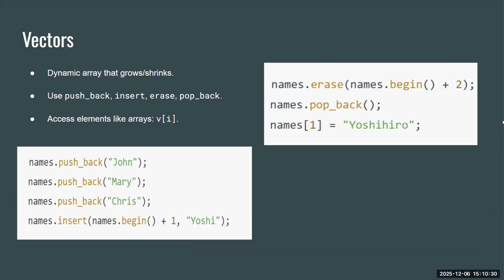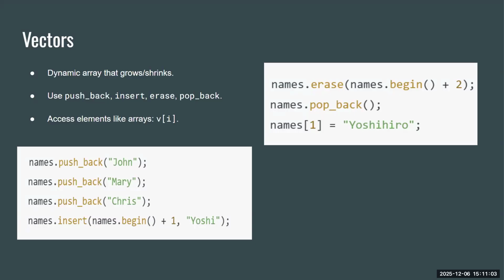So vectors are similar to arrays, but with one advantage. They can grow and shrink dynamically. Instead of worrying about shifting elements manually, vectors handle all that work internally. Some essential functions include push_back to add an element, insert to add an element at a specific position, erase to remove an element, and pop_back to remove the last element. So vectors combine the advantages of arrays, but with easier memory management.